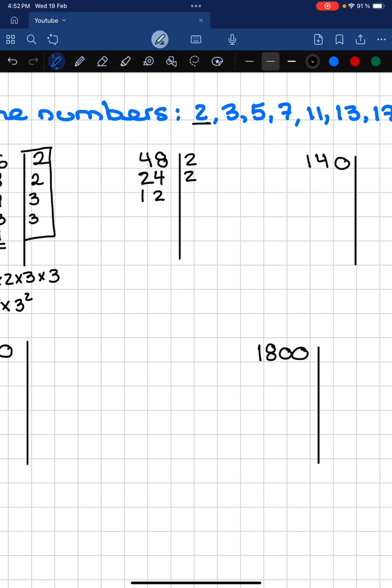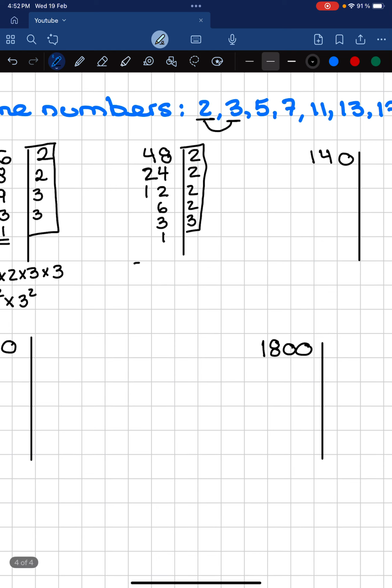Can we continue using number 2? Yes. And 12 divided 2 is 6. As we can continue using number 2, I put it here. And 6 divided 2 is 3. And since we cannot use the 2 anymore, I jump to the next prime number. And 3 divided 3 is 1. We already finished. So the prime factorization, remember, are those numbers here.